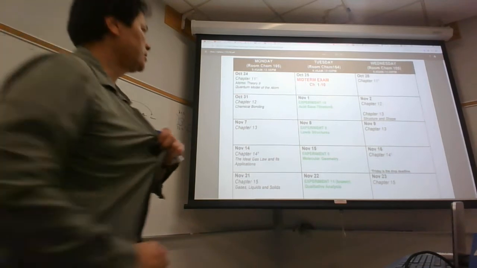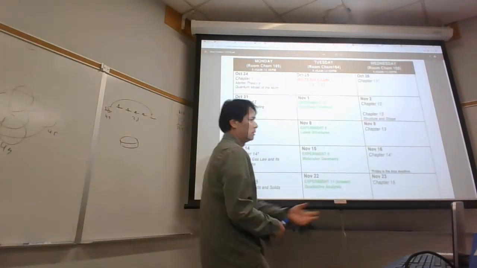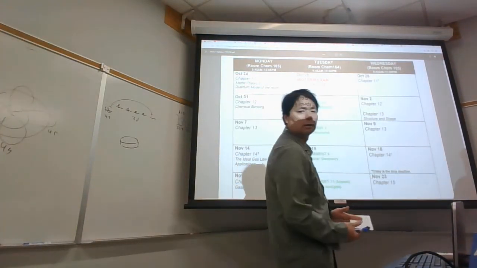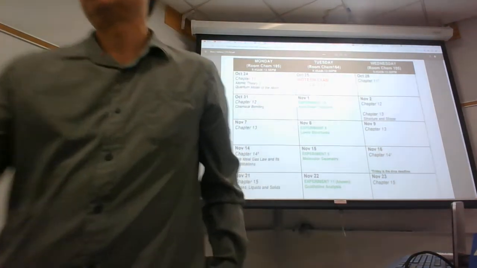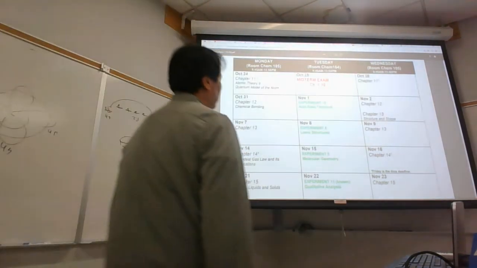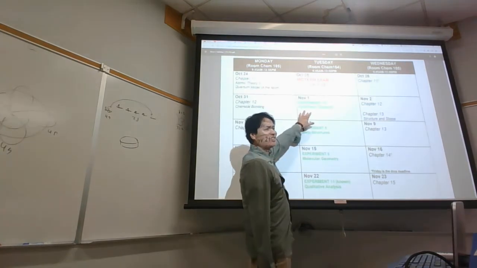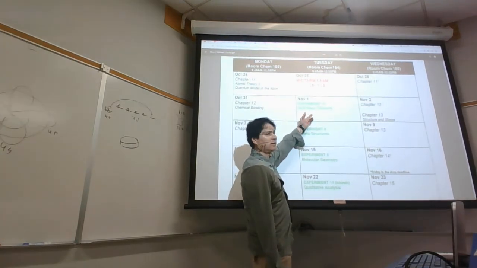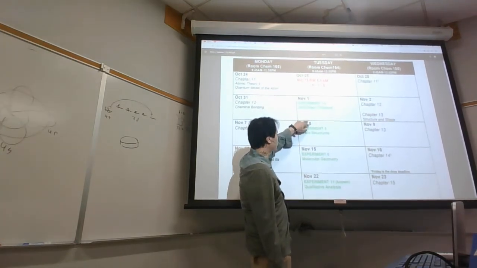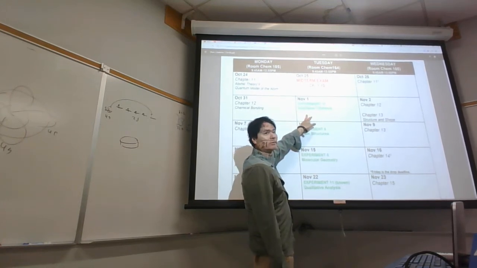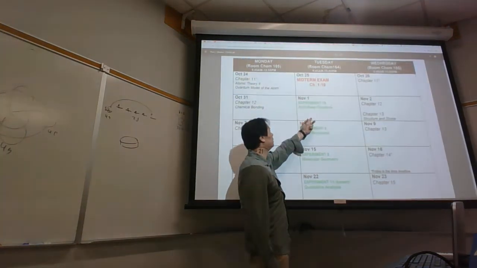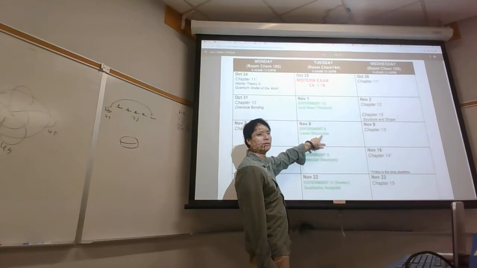I need to do a change in the schedule here. Tomorrow's lab I have scheduled for experiment 10. I'm going to switch these two. So we'll do experiment 8 tomorrow, which is a dry lab, and then experiment 10 on November 8th.